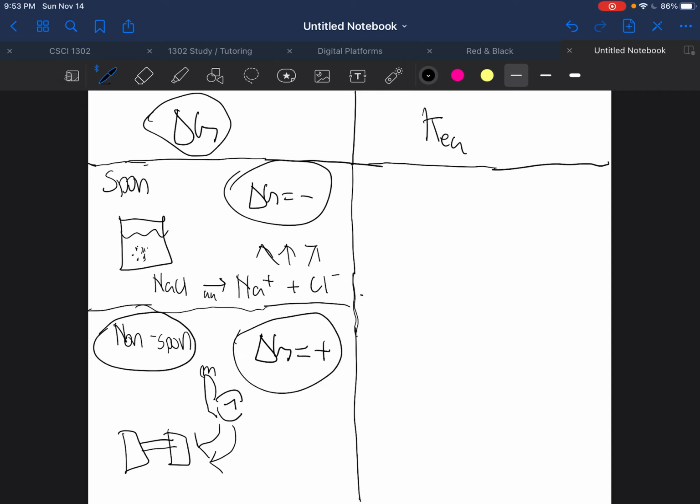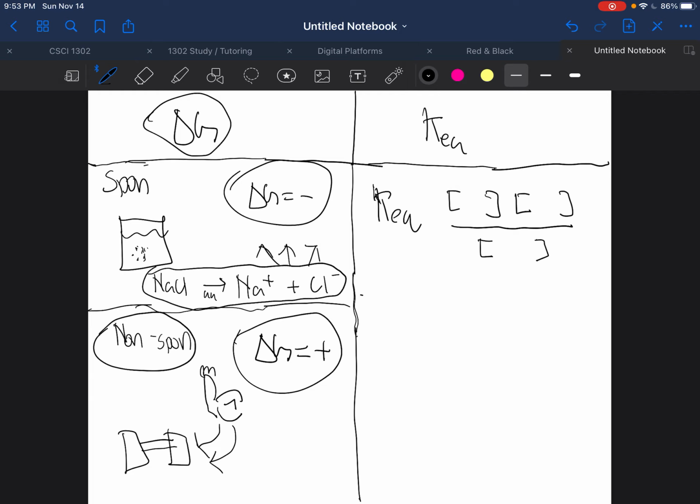And now we can transition over to KEQ. So what is KEQ? KEQ is essentially the concentration of the products over the reactants. So we have products on top and reactants on the bottom when the reaction has come to equilibrium, when the concentrations of the reaction products are unchanging and the reaction is essentially done, for lack of a better term. And we can use this reaction over here, NaCl dissolving, to demonstrate this.